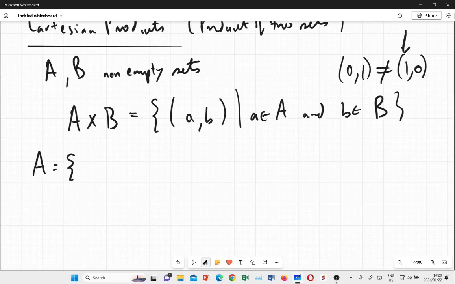So let's say that our set A is equal to {1, 2}, and our set B is equal to {1, 5, 4}.